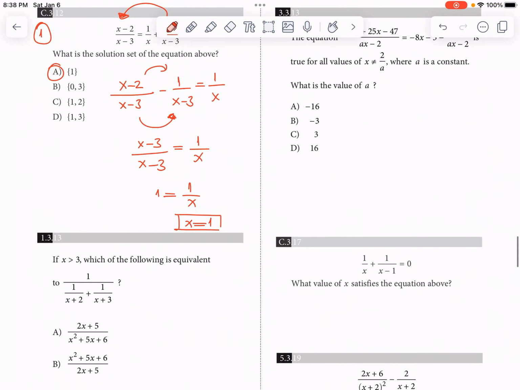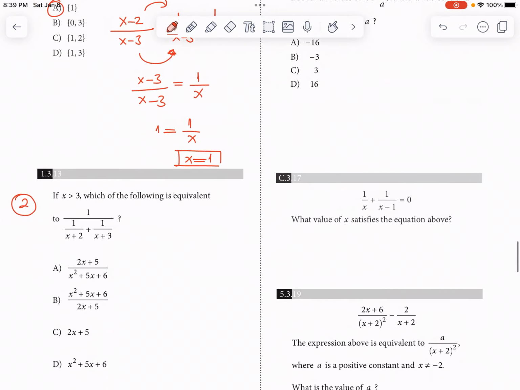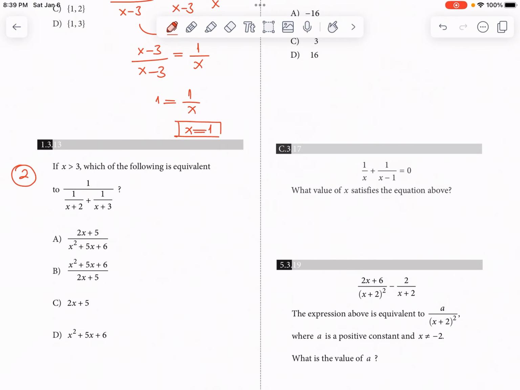Next question, question 2. If x is greater than 3, which of the following is equivalent to 1 divided by (1/(x + 2) + 1/(x + 3))? Before we start to solve this question, guys, I'm going to show you one of the rules for fractions. If you have 1 divided by a/b, then it can be written in this form, b/a. You just need to flip the fraction.